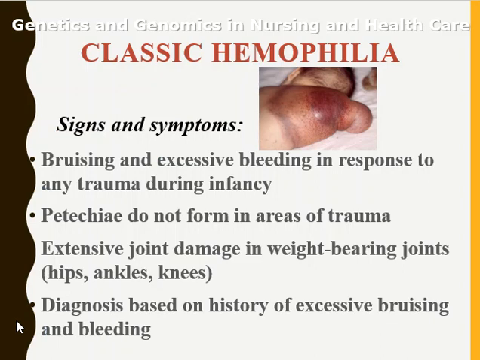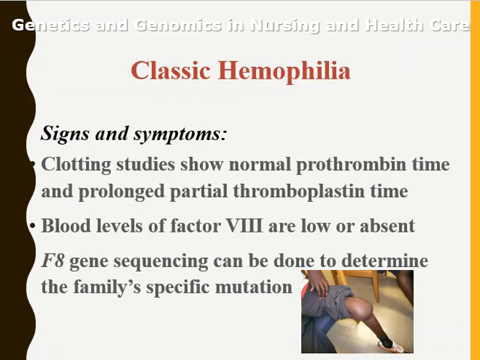The petechiae do not form in areas of trauma. There is extensive joint damage in weight-bearing joints, hips, ankles, and knees, because of the weight-bearing stress. Diagnosis is based on a history of excessive bruising and bleeding. Clotting studies show normal prothrombin time and prolonged partial thromboplastin time. Blood levels of factor VIII are low or absent. F8 gene sequencing can be done to determine the family's specific mutation.